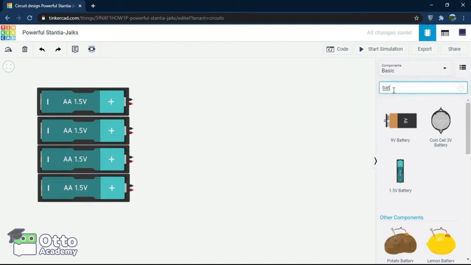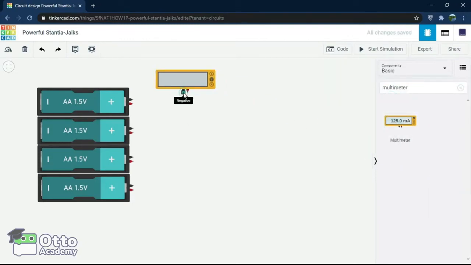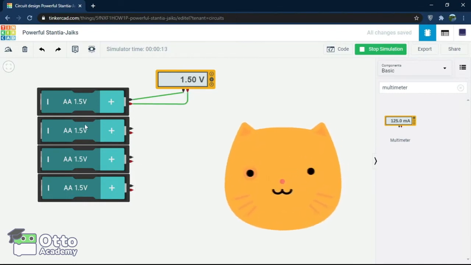Now, let's do a test with a multimeter by dragging it to the pallet. If we connect this multimeter to one of the batteries, we can then test to see the 1.5 volts. Let's start the simulation. The multimeter showcases that the batteries are 1.5 volts. If we tested on each of the 4 batteries, we would receive the same results of 1.5.